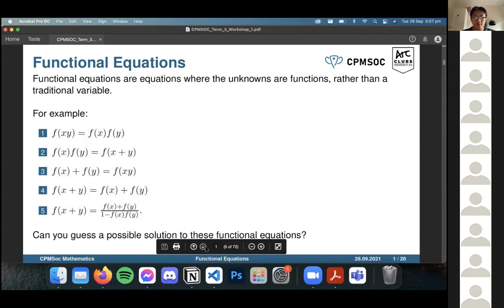Can anyone guess a possible solution to these functional equations? Just type it in the chat if you have any clue. Anyone?